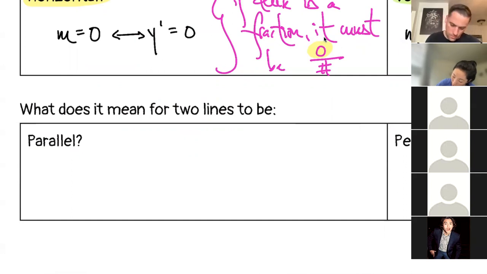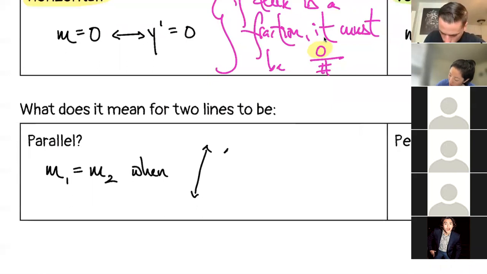So let's say we have m sub 1. That would be the slope of one line. We could say that has to be equal to the slope of the second line when we have 2 lines that are parallel to each other. Okay, and maybe we call this L1 and L2. They're just lines, but they have to have the same slope if they're going to be parallel. Okay.